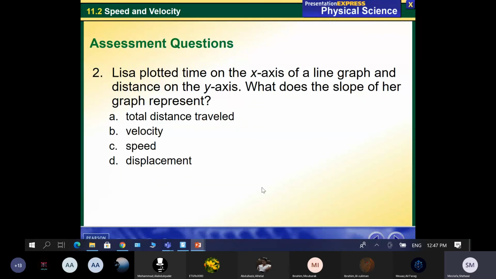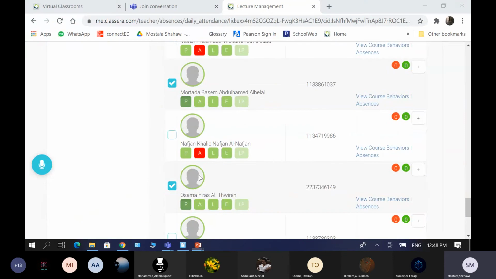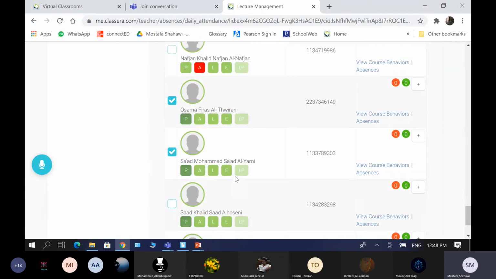Read this question. Time is plotted on the x-axis of the line graph and distance on the y-axis. What does the slope of her graph represent? Yes, distance and time. Speed. Yes, bravo, speed. It represents speed because you have distance and you have time. We just explained that. Thank you, Osama.